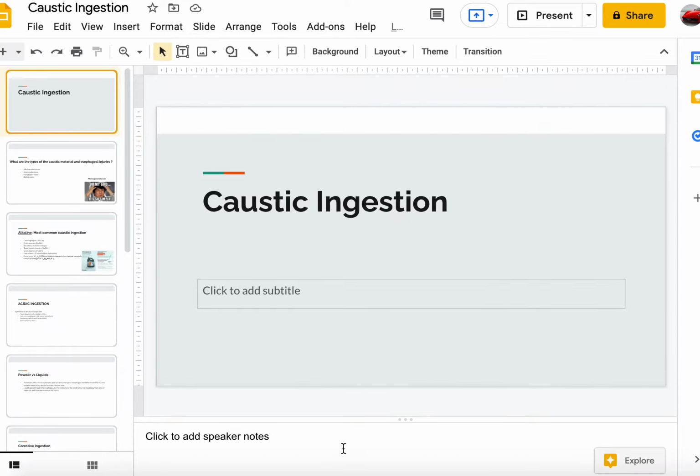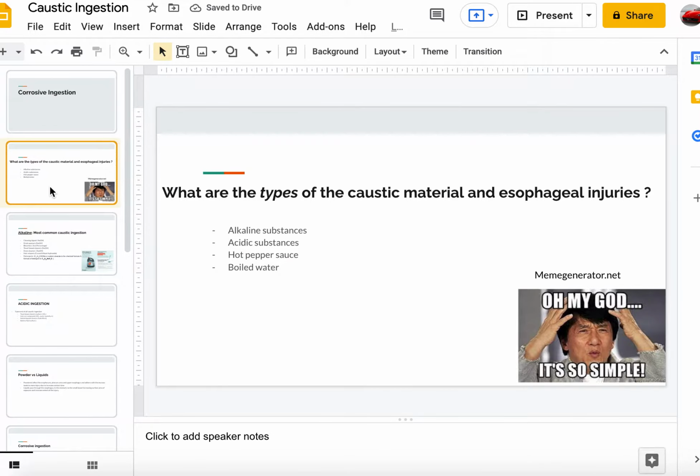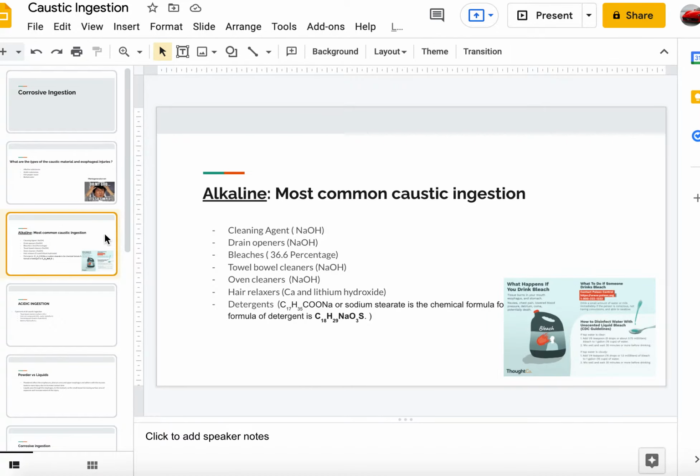Guys, today's video we're going to be talking about corrosive ingestions. So corrosive ingestion can be divided into many causative agents. These causative agents can be, for example, alkaline substances, acidic substances, hot pepper sauce, or some sort of boiling water that may come into the body. And yes, it is this simple. So it's acid, alkaline, hot boiling water, or maybe some really toxic spices which may damage the bowel.